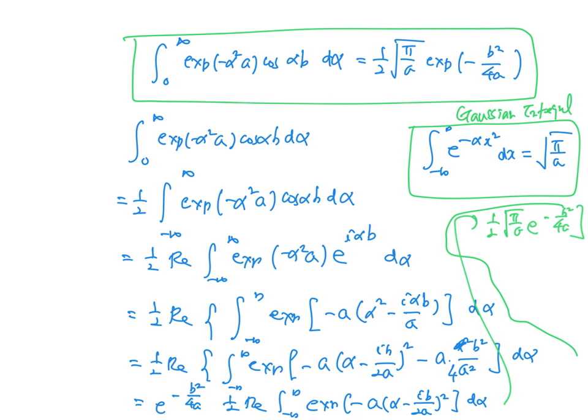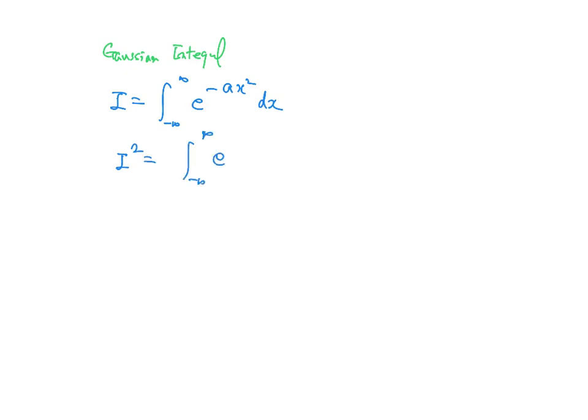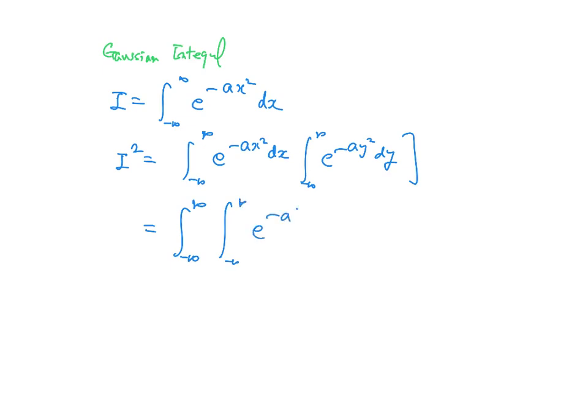So for your benefit, I will do the Gaussian integral. Say I is the integral from minus infinity to infinity of exponential minus a x squared dx. I squared is the same with y squared dy, right? So it becomes the double integral from minus infinity to infinity of exponential minus a times x squared plus y squared dx dy.